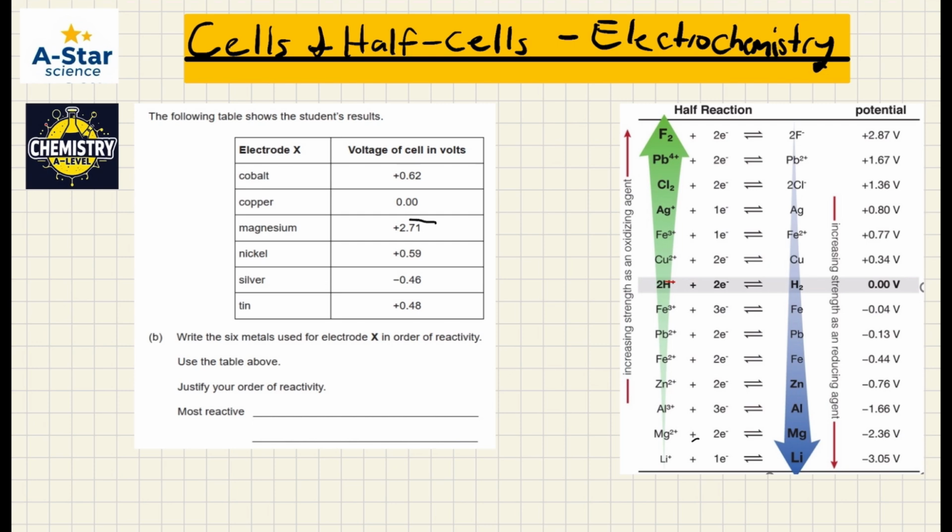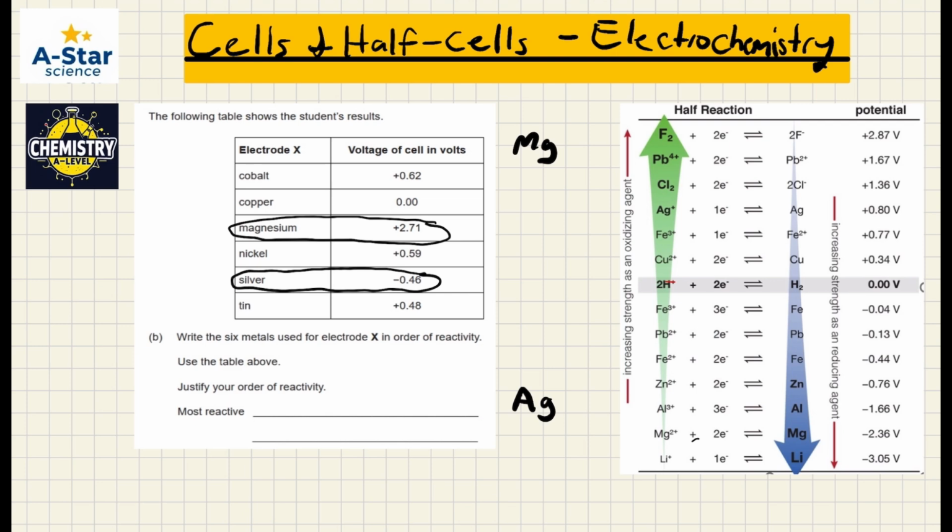So for example, in this case, we would have magnesium, which is plus 2.71, and the lowest one, which here is silver. And that would provide the greatest difference because silver is very non-reactive. If we were to do our reactivity series, magnesium is the most reactive on that list. And then we list them in order.